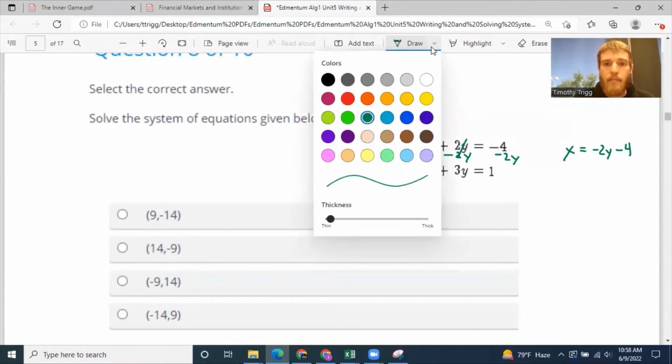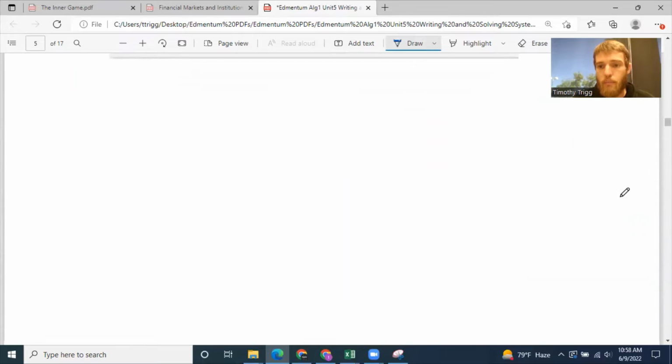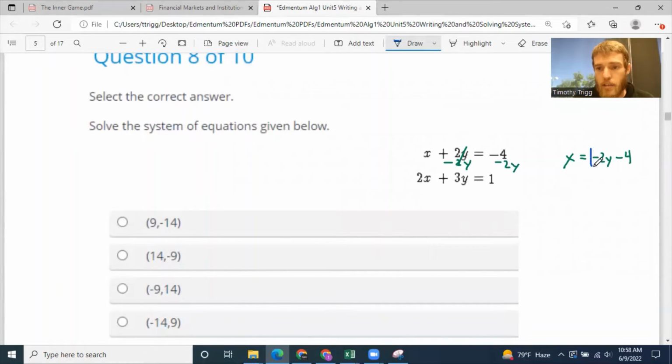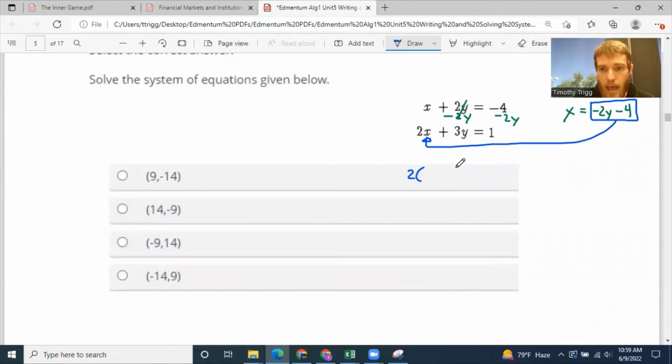Great. So now we have x by itself. What we want to do is take this value for x, or this expression for x, and substitute it into the other equation. So I'm going to substitute it for x in the second equation. Instead of 2 times x, it becomes 2 times negative 2y minus 4, replacing x with the value of x. We still have a plus 3y in that equation, and it still says equals 1.